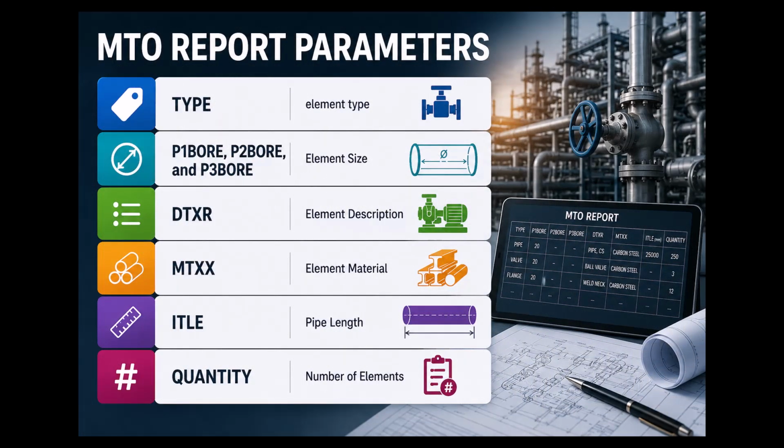Now let's define the information we need in our MTO report. A typical MTO report requires the following parameters: type, element type, P1 bore, P2 bore, and P3 bore, element size, DTXR, element description, MTXX, element material, ITLE, pipe lengths, quantity, number of elements.